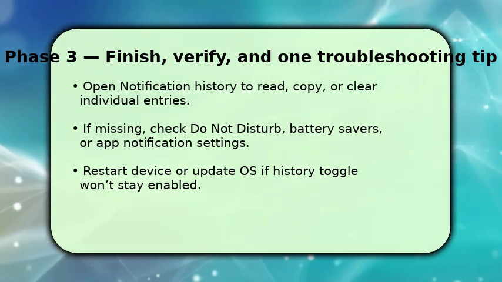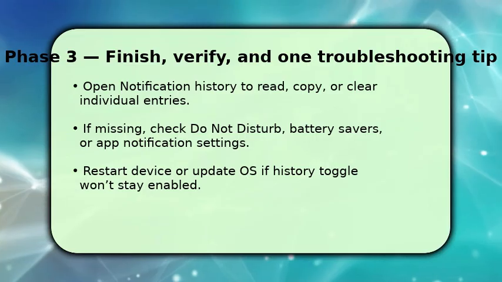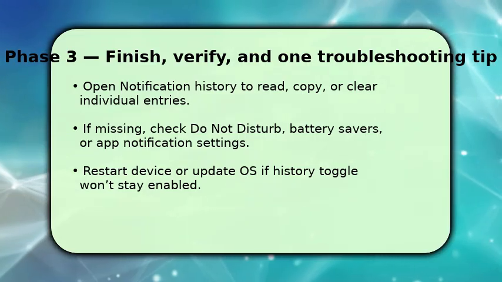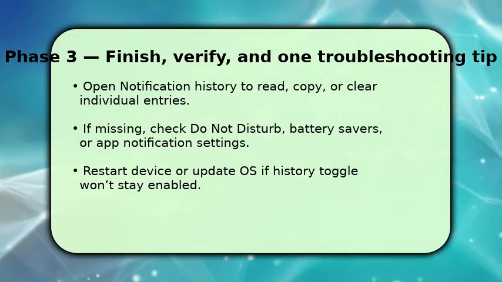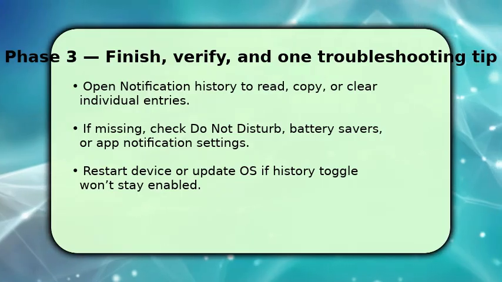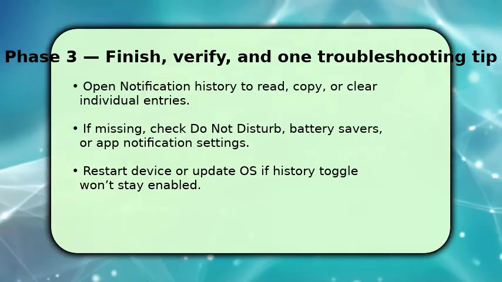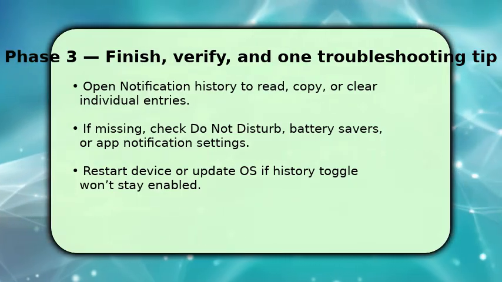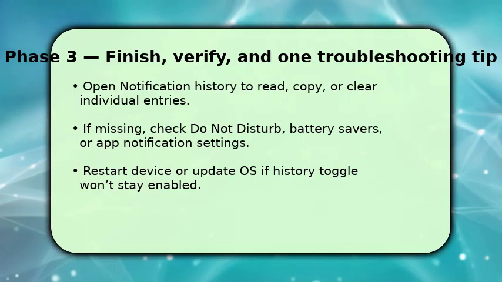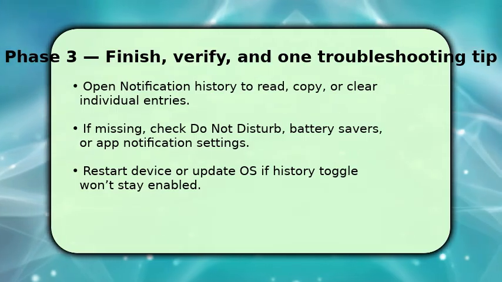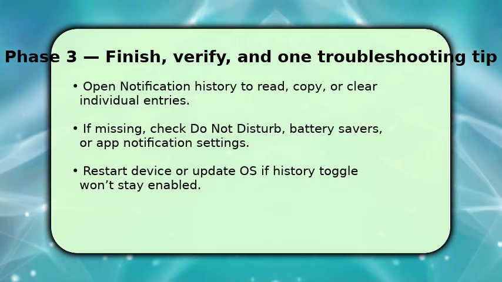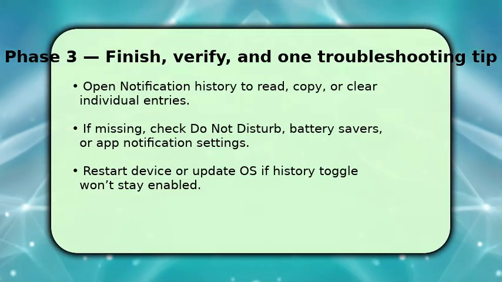If notifications do not appear in history, make sure Do Not Disturb or battery optimization isn't blocking logging, and that the app's notifications are permitted. If the history toggle won't stay on, restart your Infinix, check for system updates, and, if necessary, reset app preferences. That usually fixes stubborn permission or software conflicts.